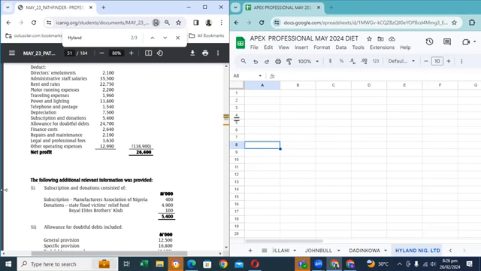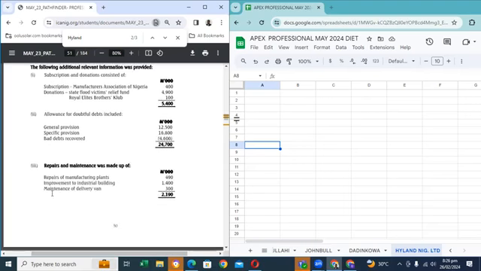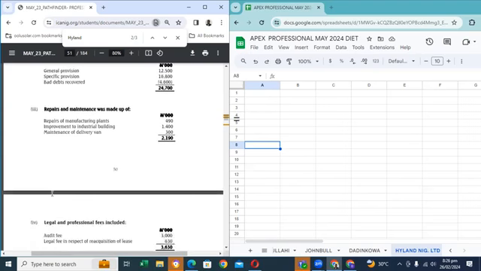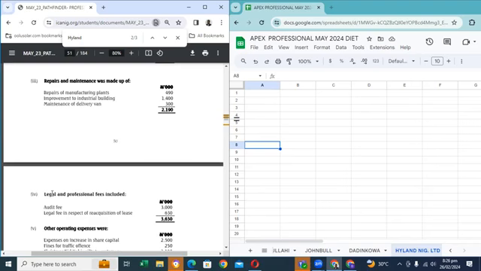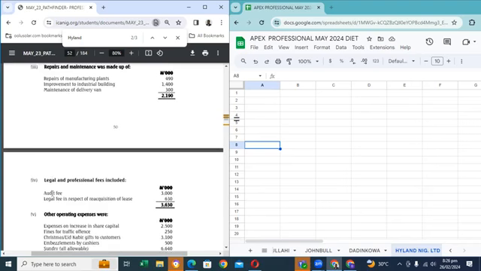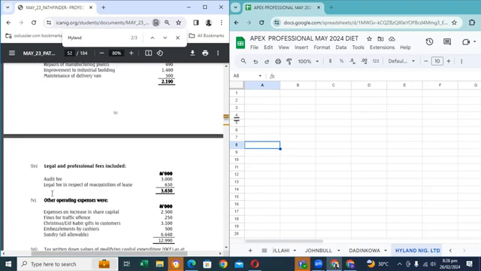4. Legal and professional fees included audit fee, legal fee in respect of reacquisition of lease. 5. Other operating expenses were expenses on increase in share capital, fines for traffic offense, Christmas or Eid Kabir gift to customers, embezzlement by cashiers, sundry, all allowed.